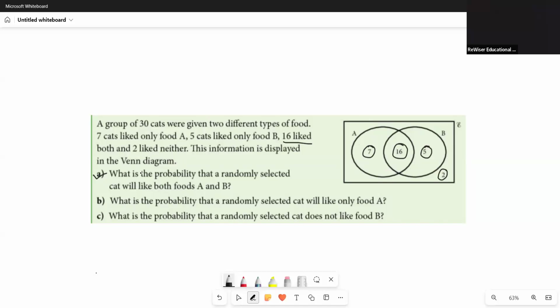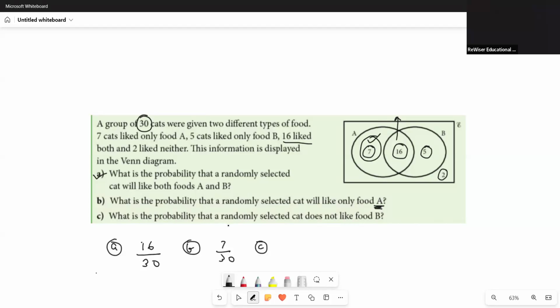Now it says, part A: what is the probability that a randomly selected cat will like both the foods? So that means they're looking for the intersection part. So the probability that a cat will like both the foods should be 16 over the total number of cats, which is 30. Now part B of the question says, what is the probability that a randomly selected cat will only like food A? If I'm talking about only food A, that's the one which is only food A. So it should be 7 over 30.